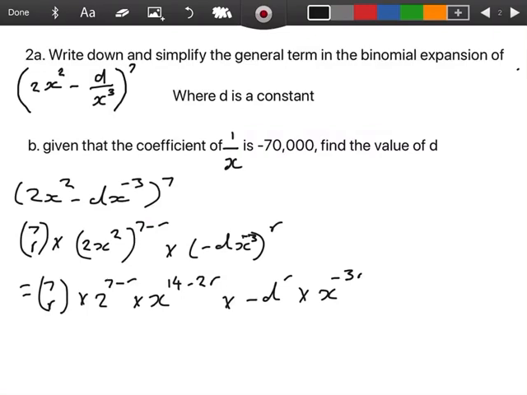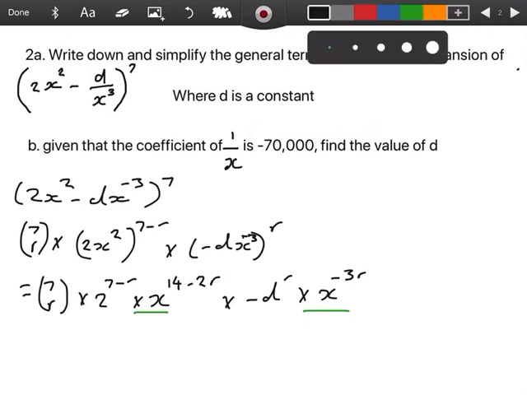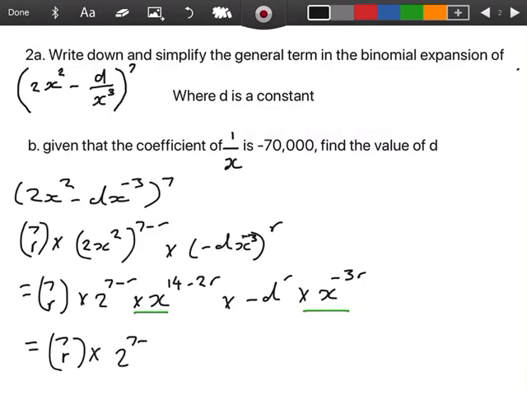Right, so we can bring the x's together just like last time. So 7Cr times 2 to the 7 minus r times negative d to the power of r, because we want the constants to be together for neatness, times x to the power of 14 minus 2r plus negative 3r, which gives x to the 14 minus 5r. That's our general term.